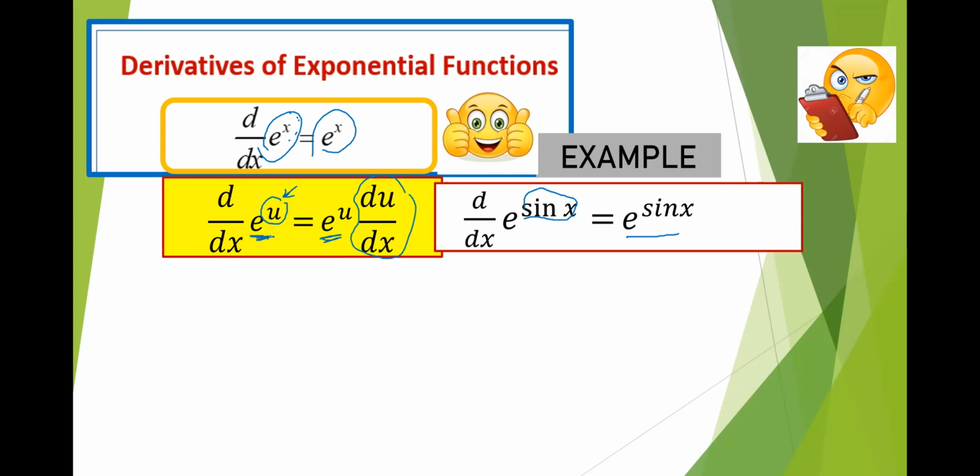Remember, you're just following the formula. But then you have to multiply by this factor, which is the du over dx, the one that I encircled. So what is the derivative of sine x? Cosine x. So all we have to do is simply multiply these two. And that's it. You can no longer simplify this further. That is our final answer.